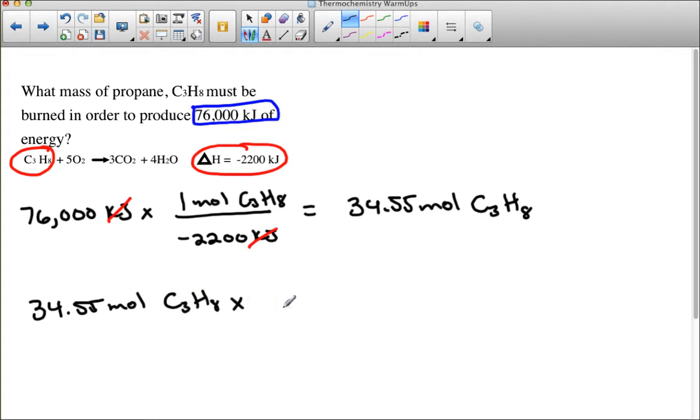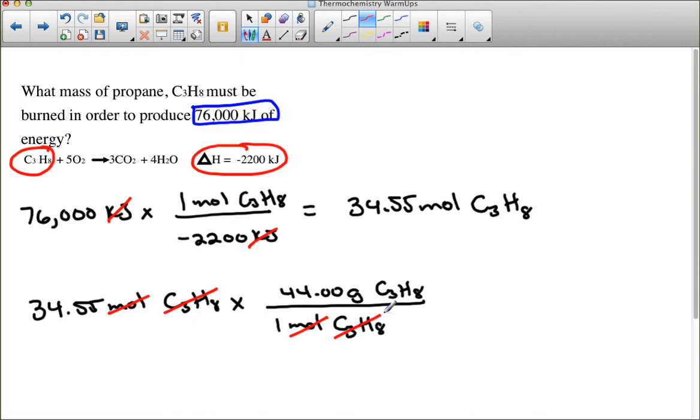So now all I have to do is take this moles of C3H8, so 34.55 moles of C3H8, and multiply that by the molar mass. And the molar mass of C3H8, 1 mole of C3H8, is 3 carbon, which is 3 times 12, plus the 8 hydrogen. Add 8 more, makes it 44. So this is 44.00 grams of C3H8. Again, I'm checking my units. Moles of C3H8 cancels out moles C3H8, leaving me with grams.